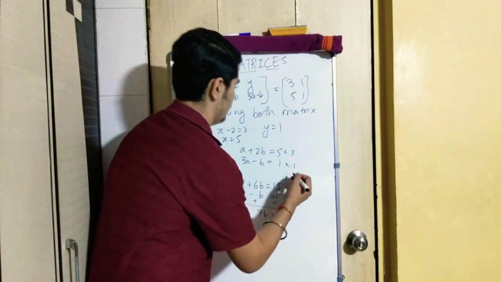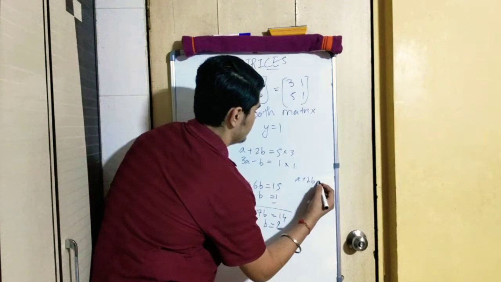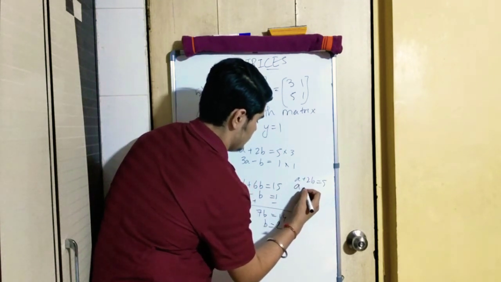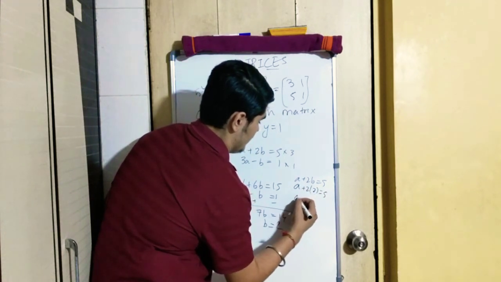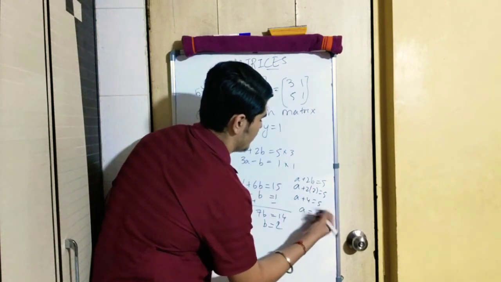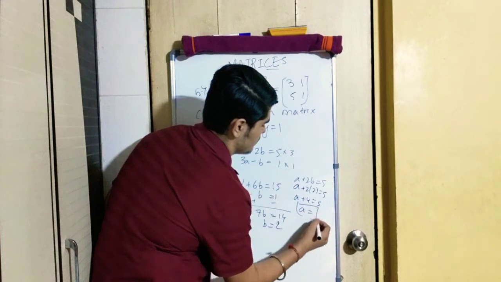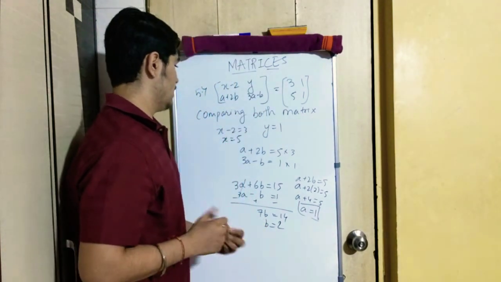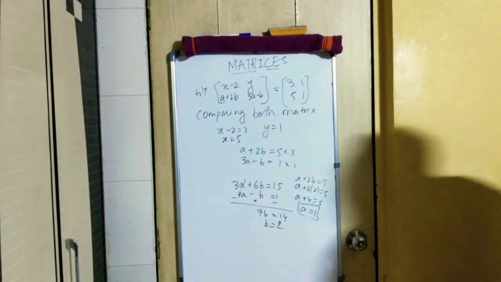So we find the value of a from a plus 2b is equal to 5. b here is 2, so a plus 2 into 2 is equal to 5. a plus 4 is equal to 5. a is equal to 5 minus 4, which is 1. Clear? I hope you have understood it. You can copy it down.